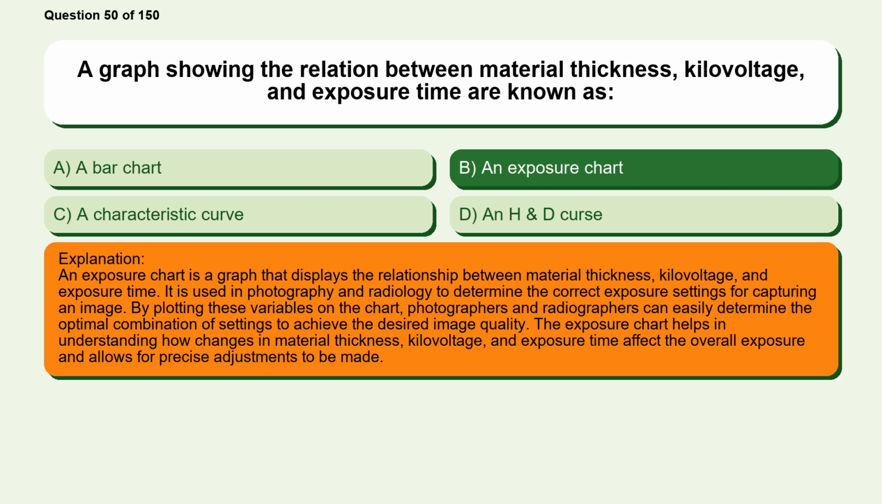An exposure chart is a graph that displays the relationship between material thickness, kilovoltage, and exposure time. It is used in photography and radiology to determine the correct exposure settings for capturing an image. By plotting these variables on the chart, photographers and radiographers can easily determine the optimal combination of settings to achieve the desired image quality. The exposure chart helps in understanding how changes in material thickness, kilovoltage, and exposure time affect the overall exposure and allows for precise adjustments to be made.